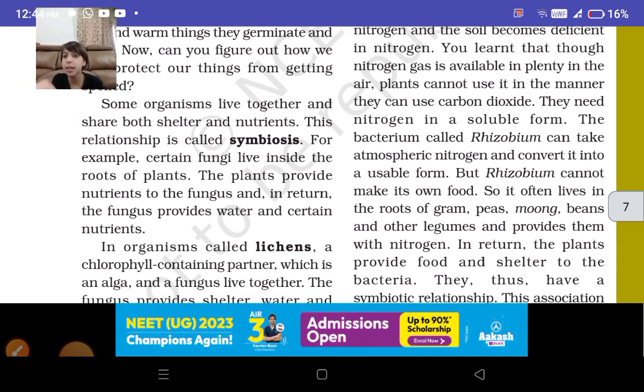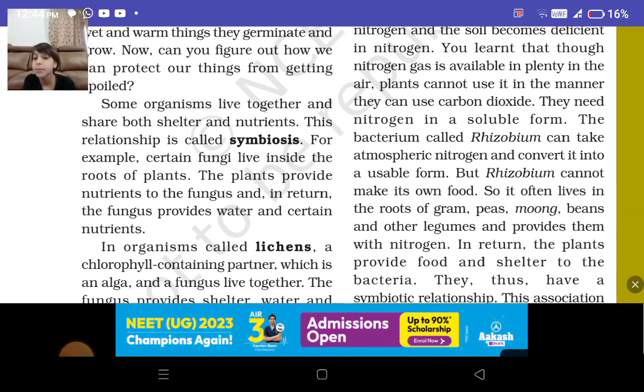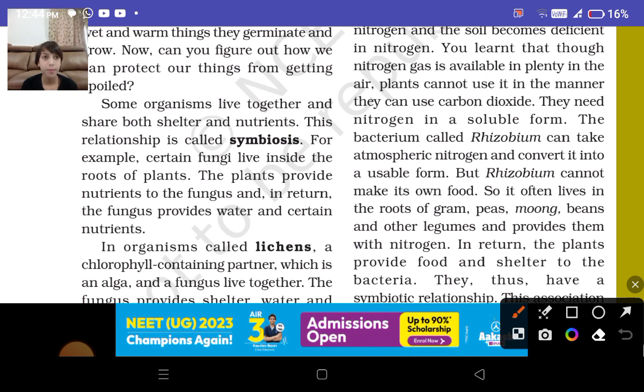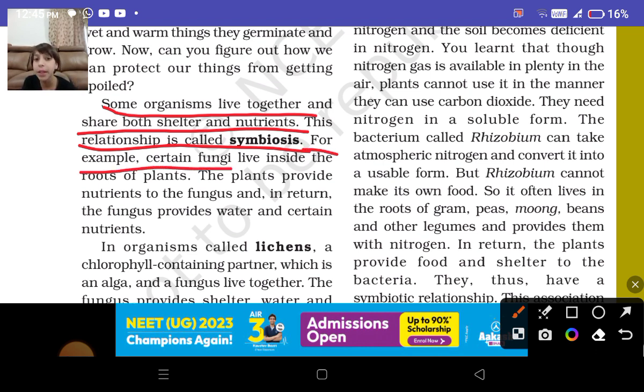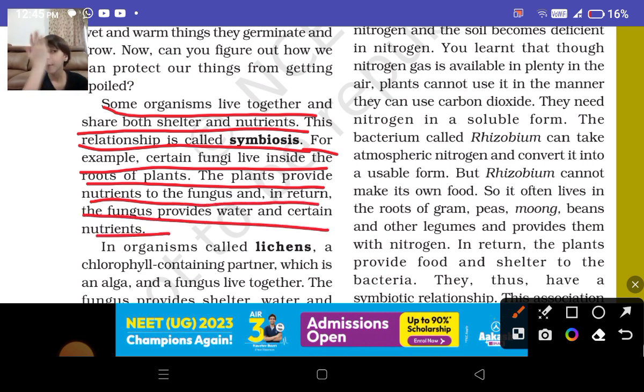Okay, come on, now let's study about this. Some organisms live together and share both shelter and nutrients. This relationship is called symbiosis. For example, certain fungi live inside the roots of plants. The plants provide nutrients to the fungus, and in return the fungus provides water and certain nutrients. What is symbiosis?